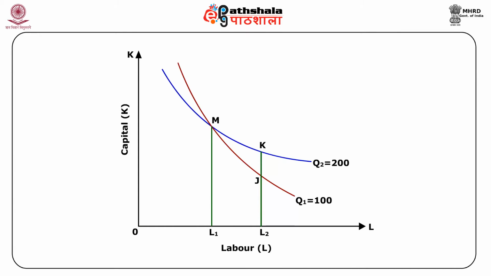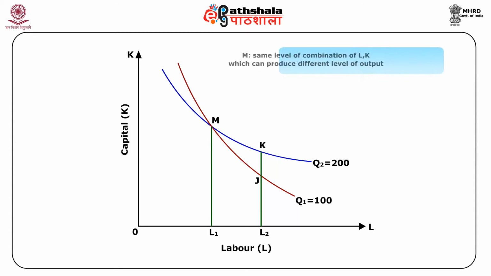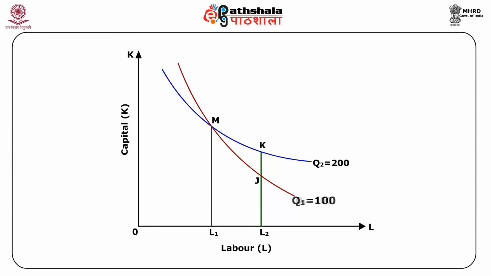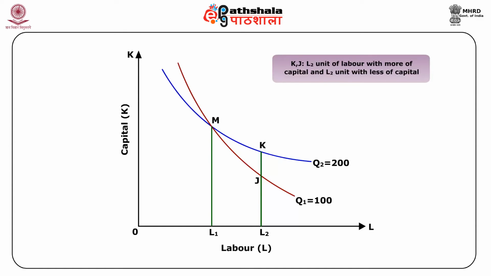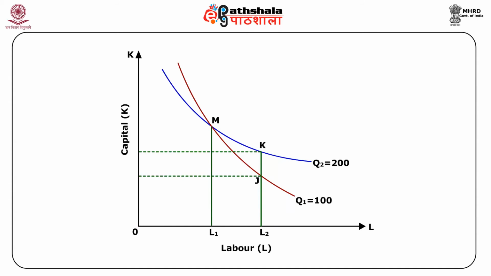If the isoquants are such, then point M represents that the same combination of labor and capital can produce two different levels of output, 100 and 200. Moreover, if we look at point K and point J, then both of them represent that L2 unit of labor with more of capital is yielding 200 output and L2 unit with less of capital is yielding 100 output.